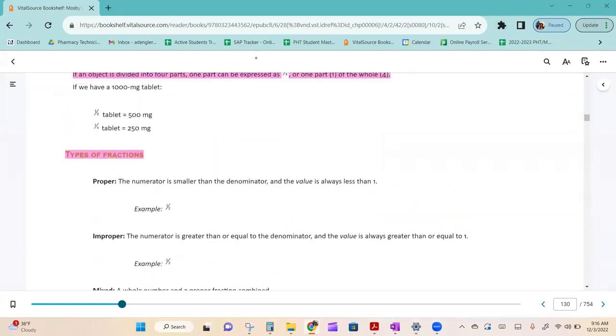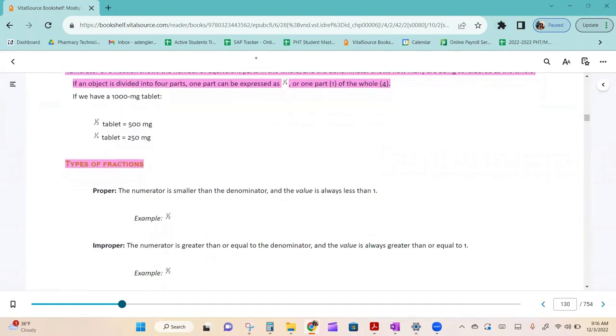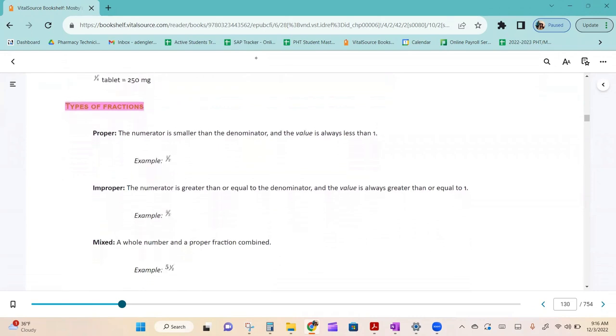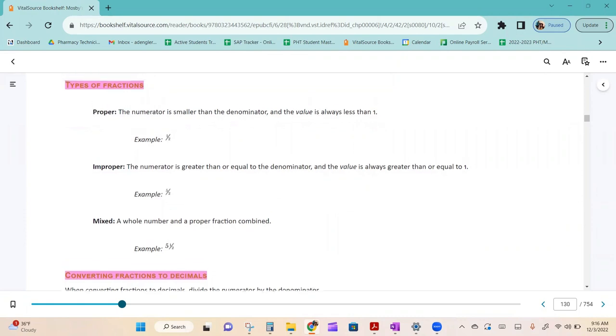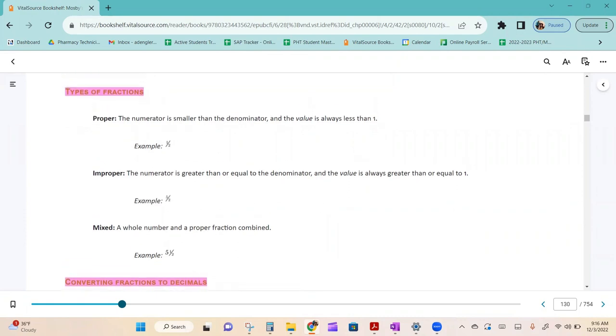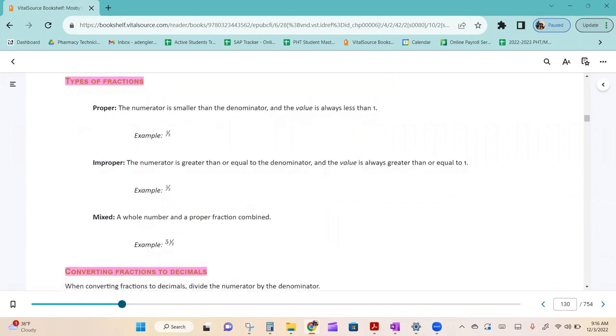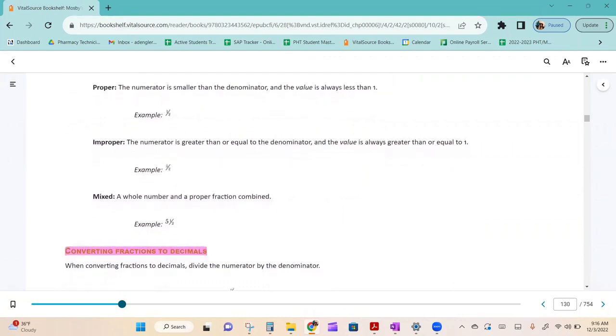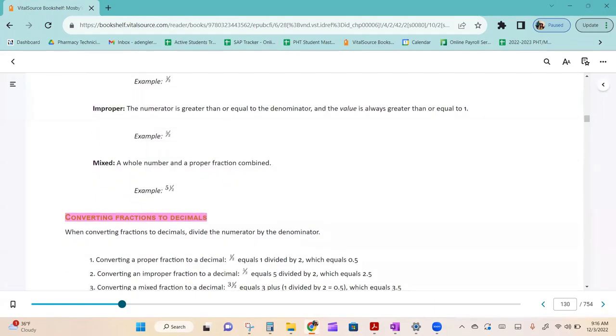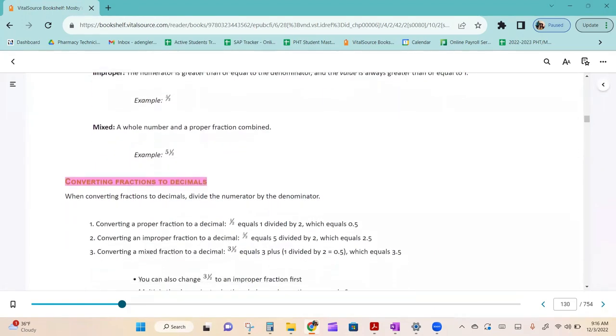Okay, now we're going to go over some fractions. So just a little reminder. This right here, the first one is a proper fraction. Then we have an improper fraction, in which the numerator is greater than or equal to the denominator. Then we have a mixed number, a whole number and a proper fraction combined.